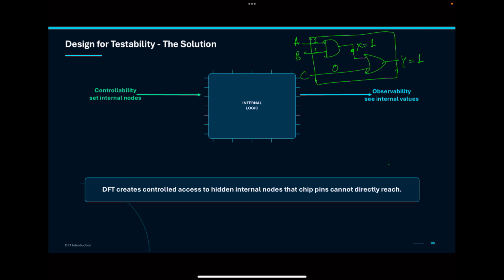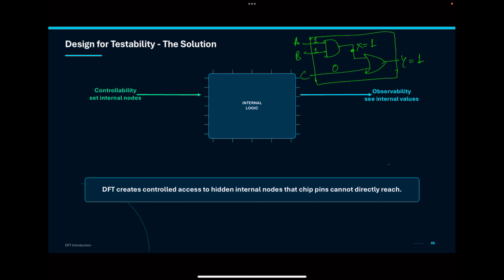Why do I need to make C as 0? Think of it this way. If you make C as 1, what will happen? We don't know whether the 1 value is coming from X or C. So to make sure the observability of X is what I want to get, I have to keep the non-controlling value for an OR gate, that is C, the other input, as 0.